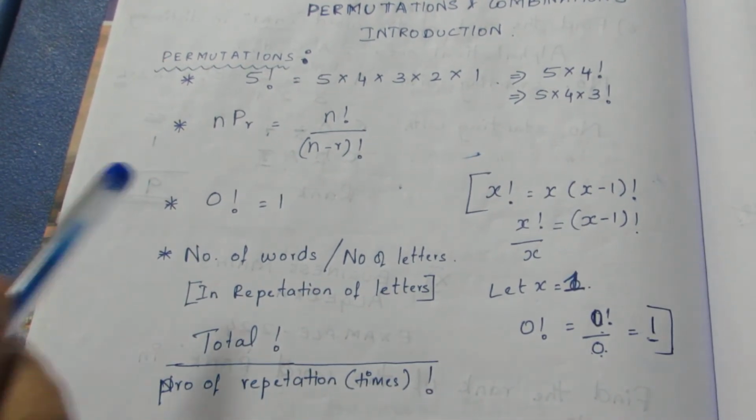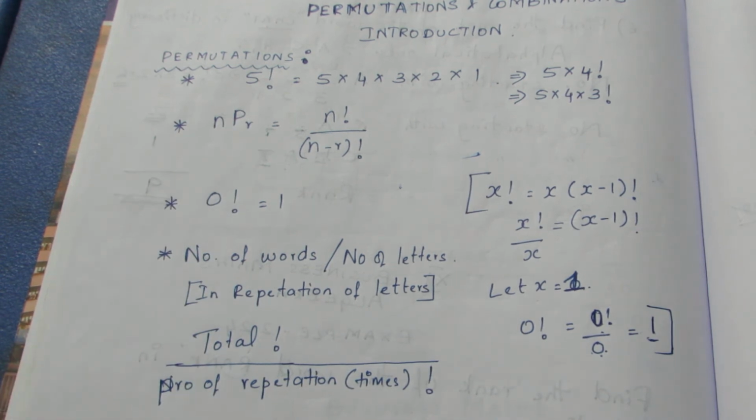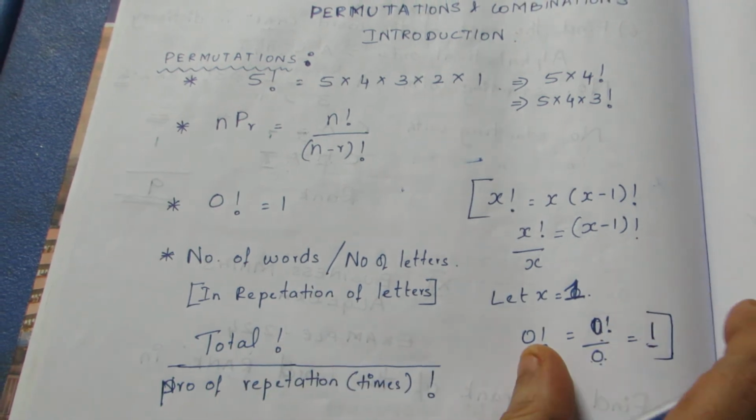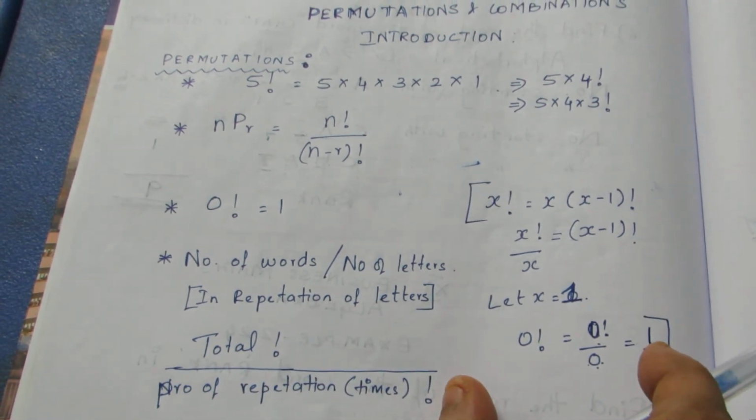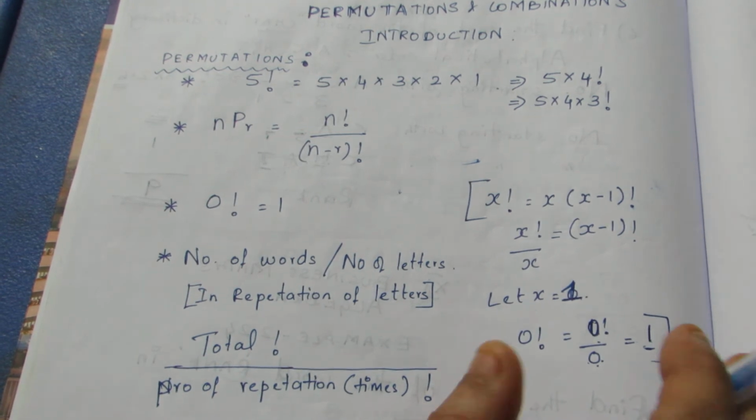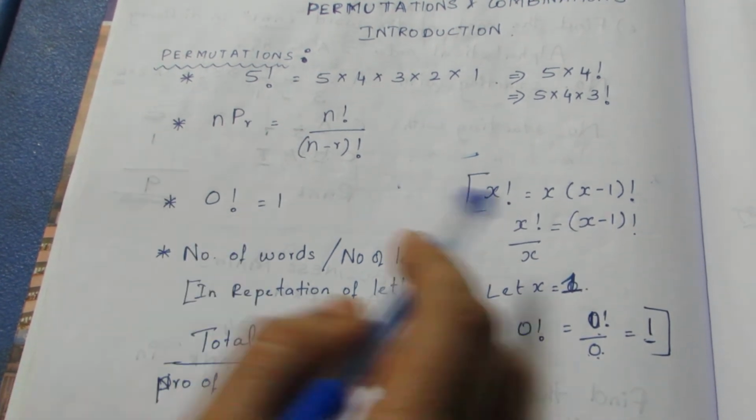Many have a doubt about 0 factorial. What is 0 factorial? 0 factorial is actually 1. Then how do we get 0 factorial to be 1? 1 factorial is 1, that is okay, but 0 factorial is 1. Here's the proof. This is not necessary for you; I just want to explain it.